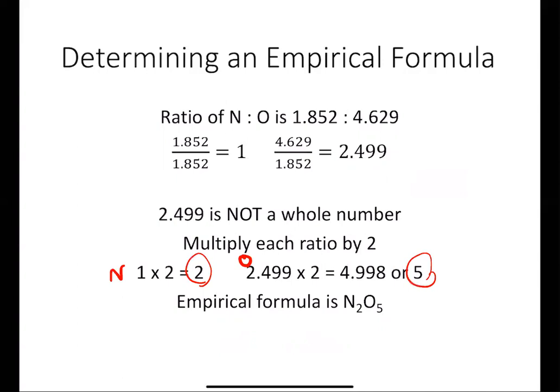And again, the empirical formula is always the lowest ratio, right? It must be the lowest ratio. So you can't just pick any number to multiply by. You have to find the lowest one that you could possibly multiply by to get something that's not going to reduce any further.